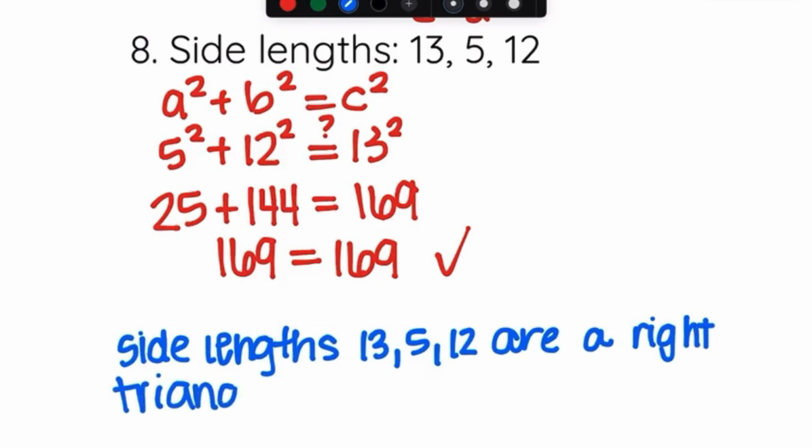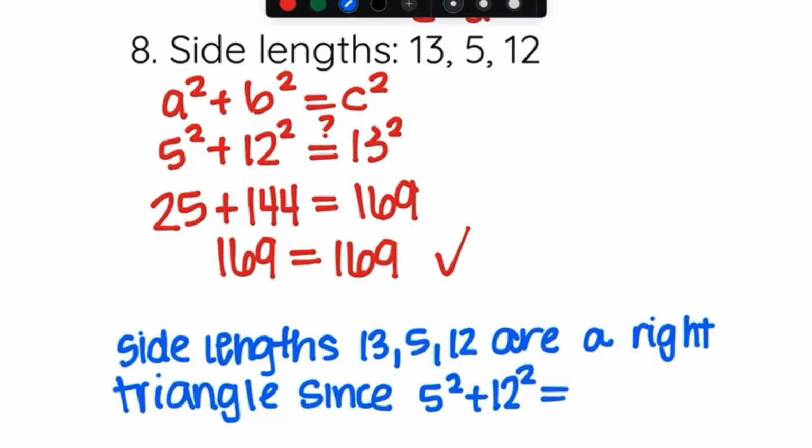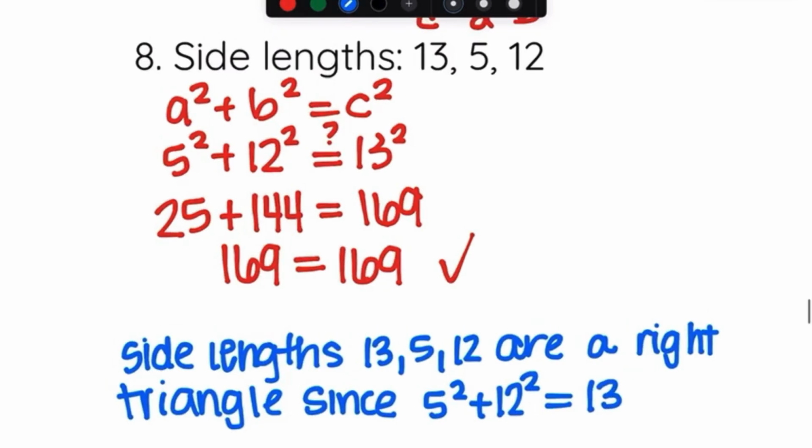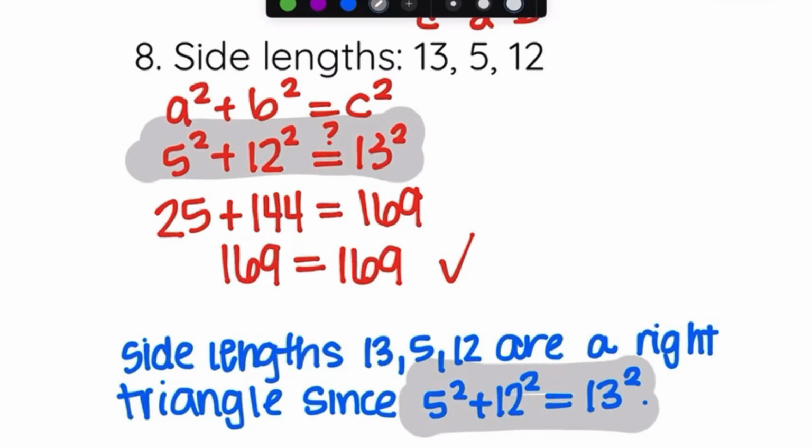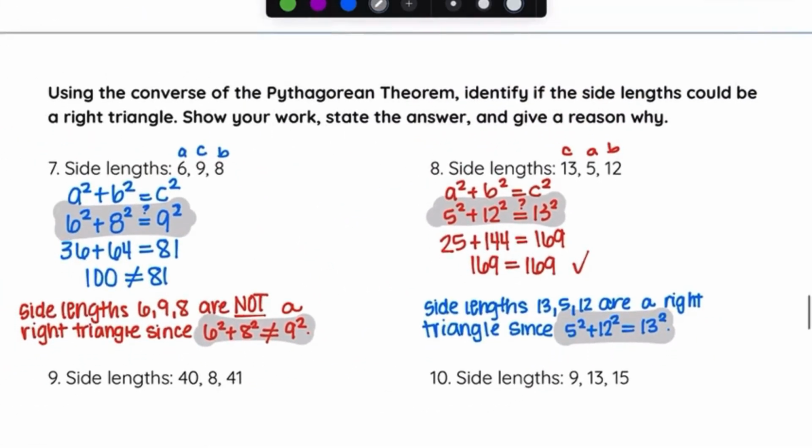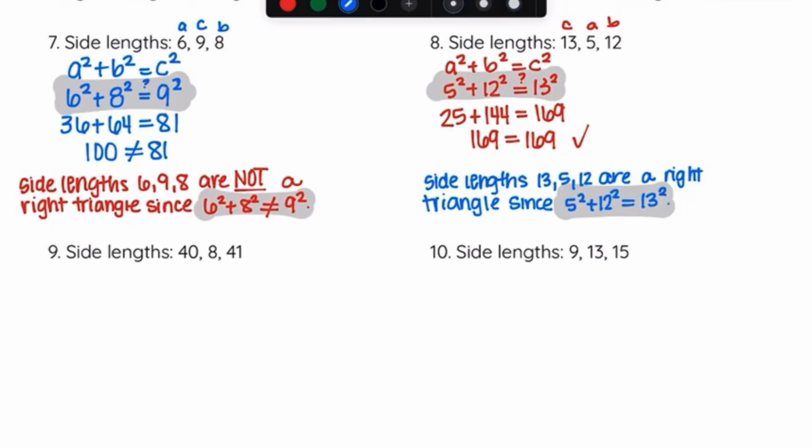And again, I'm going to use that initial statement. Since 5 squared plus 12 squared is equal to 13 squared. Okay, and again, that's that initial Pythagorean theorem statement that I made, trying to show if this works or not, okay? So, when I have that, I'm just writing my reason, okay? Now, let's look at number 9.